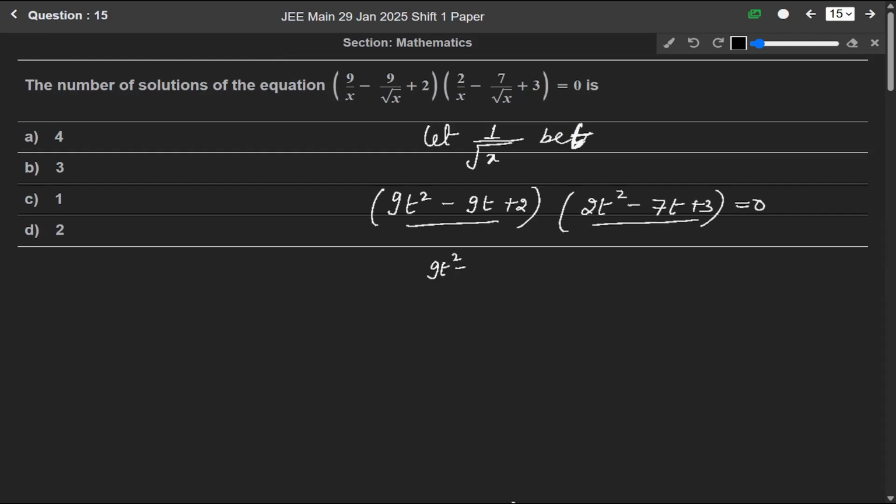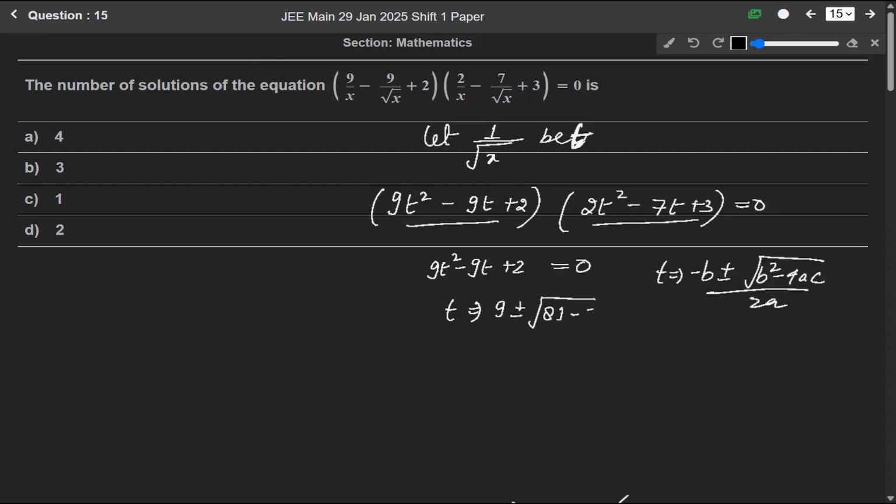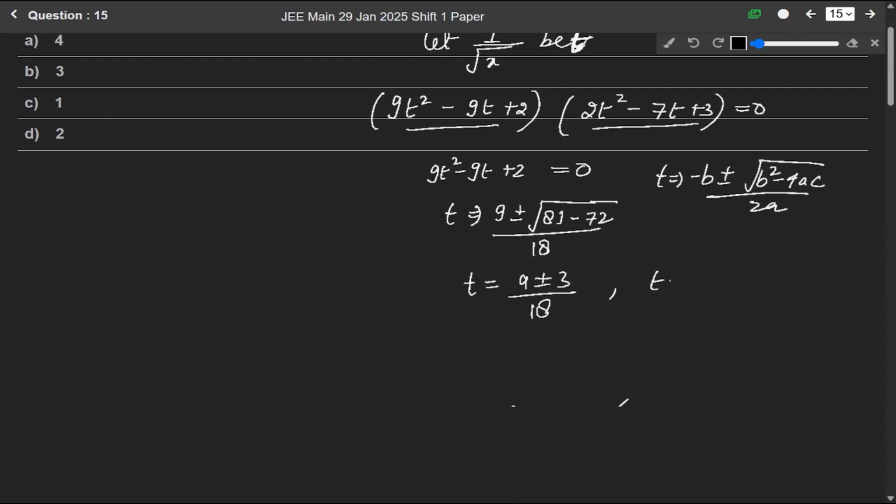If we put 9t square minus 9t plus 2 equal to 0, then using the Sridharacharya formula, since we know that t equals minus b plus or minus under root of b square minus 4ac over 2a. So using this formula, t equals minus b plus or minus under root of b square minus 4ac over 2a, where 2a means 18. So t will be equal to 9 plus or minus 3 over 18. So from here we get t equals 2 by 3 and 1 by 3.